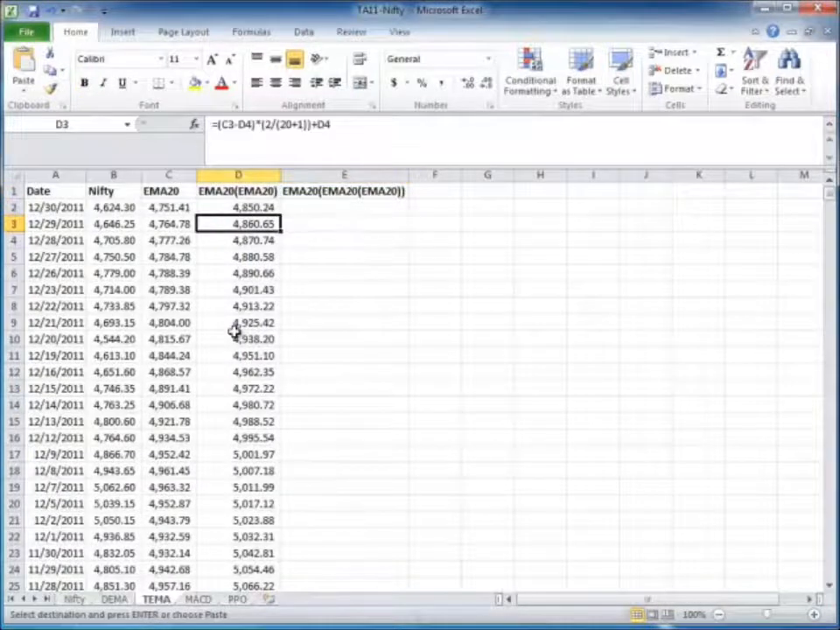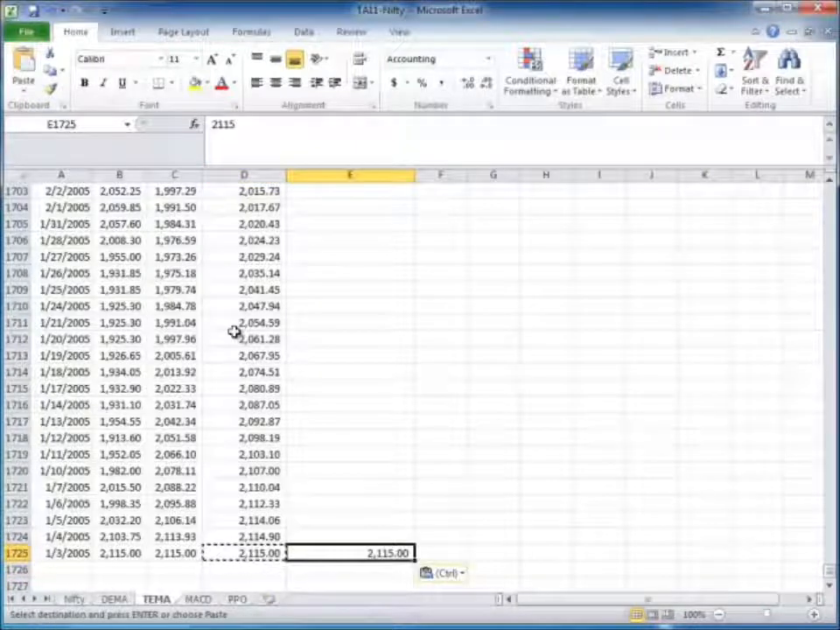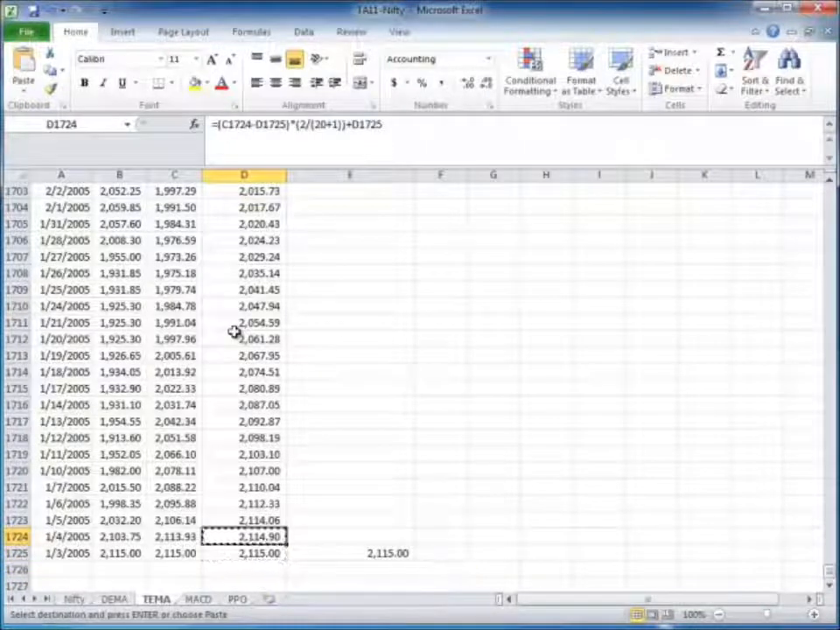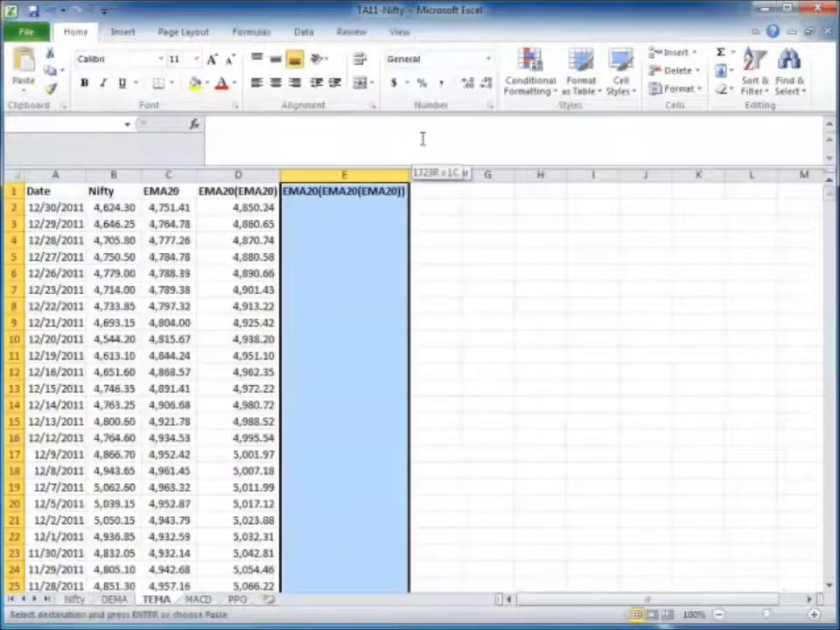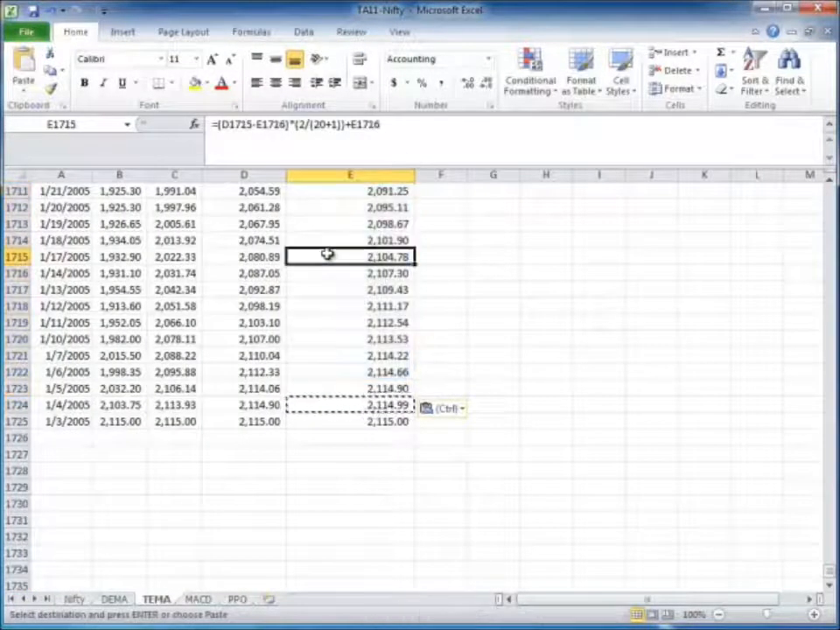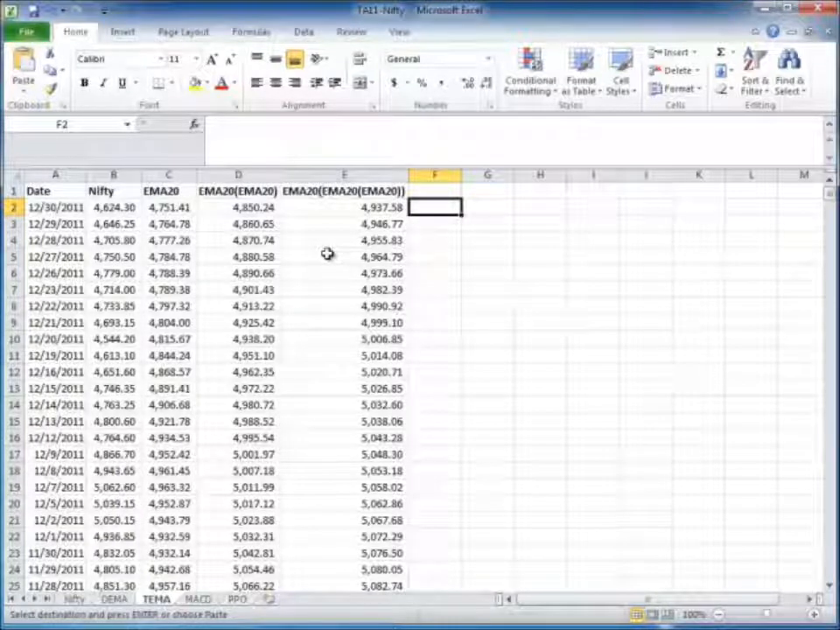And finally, we'll do the EMA of the EMA of the EMA. And again, that's going to be the same procedure as before. Copy this formula across, and then take it all the way up. And there we have it. Now we have the EMA of the EMA, and we have the EMA of the EMA of the EMA. And now what we can do is finally calculate the triple exponential moving average.